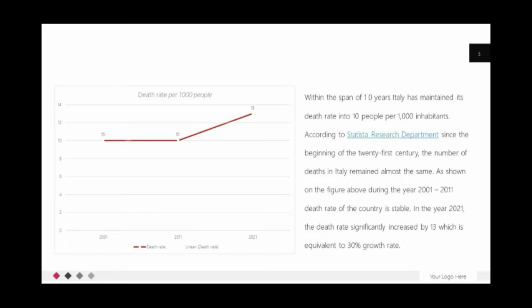In terms of the death rate, within the span of 10 years, Italy has maintained its death rate at 10 people per 1,000 inhabitants. According to the Statista Research Department, since the beginning of the 21st century, the number of deaths in Italy has remained almost the same. As shown in the figure, from 2001 up to 2011, the death rate of the country is stable. In the year 2021, the death rate significantly increased by 13, which is equivalent to a 30% growth rate.